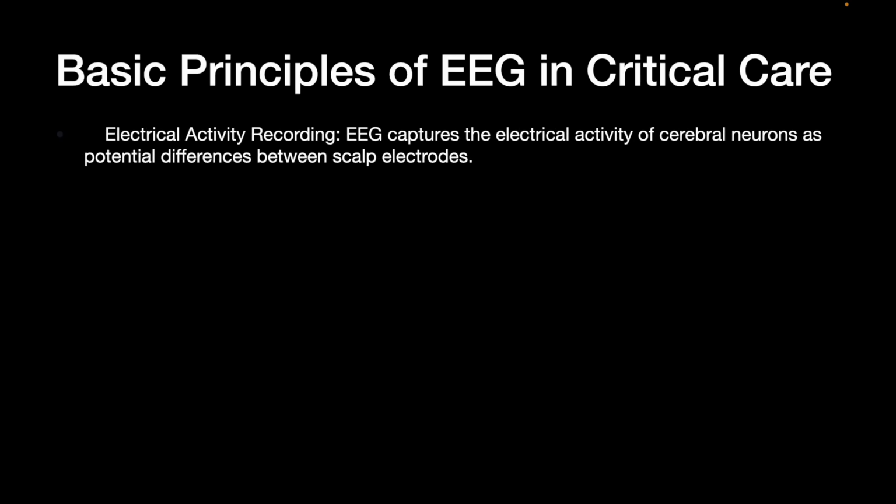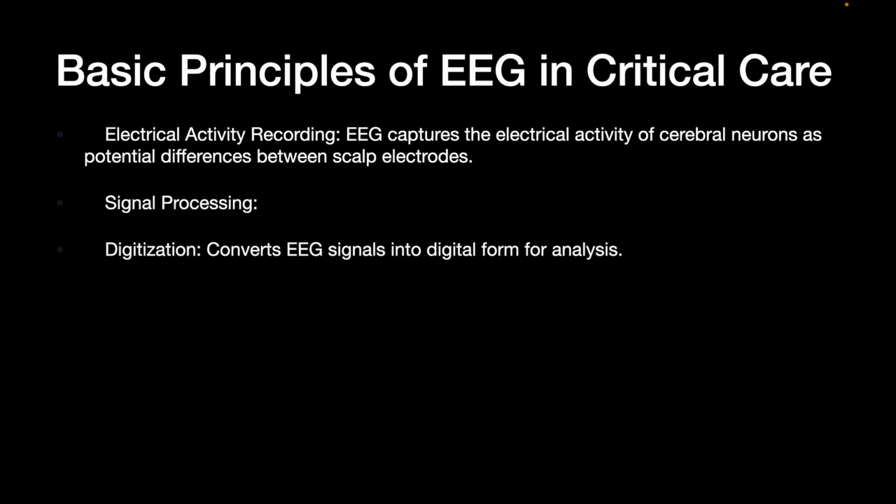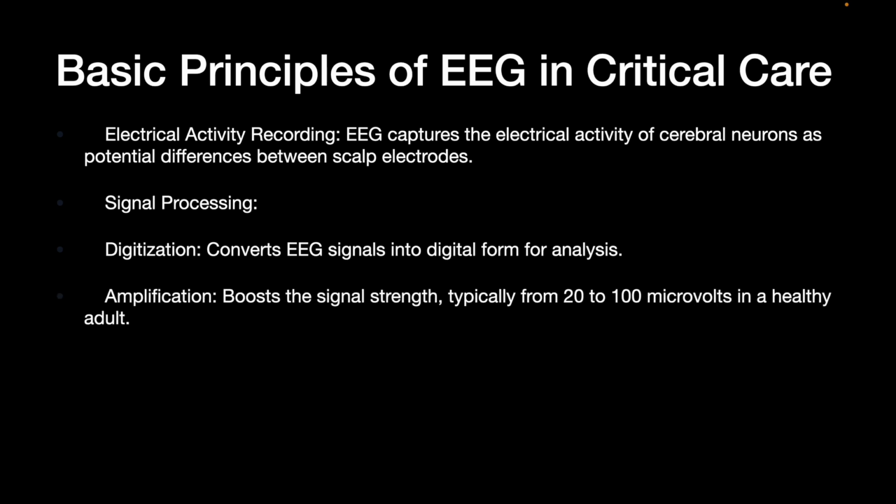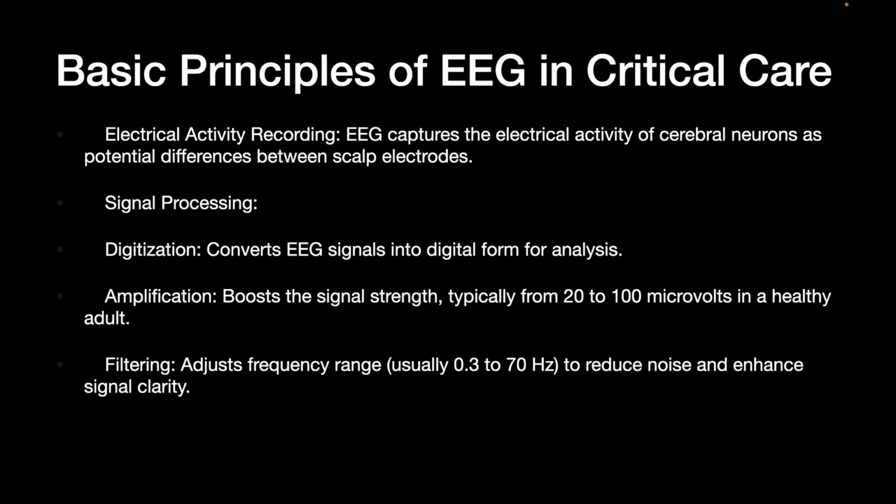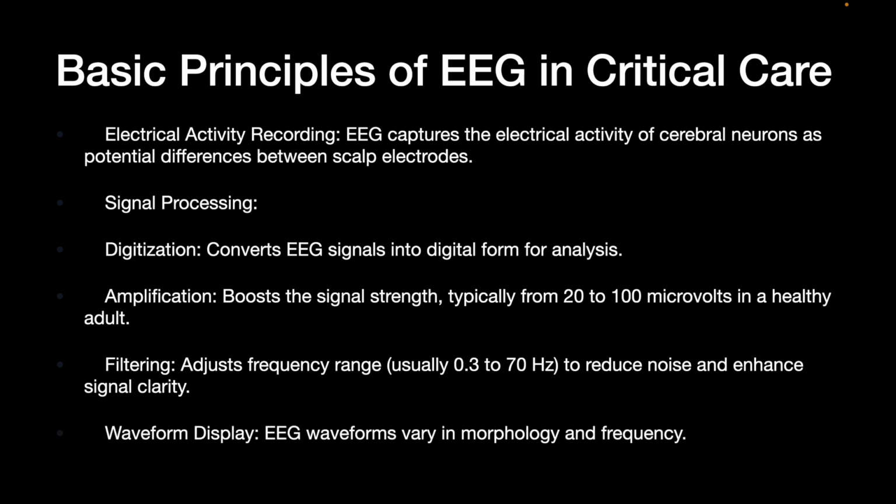Now, the basic principles: EEG captures the electrical activity of the cerebral neurons as a potential difference between scalp electrodes. The signal processing is done by converting the EEG signals into digital form for analysis. Amplification boosts these signals, typically from 20 to 100 microvolts in a healthy adult. Now the frequency ranges from 0.3 to 70 Hz and filtering helps to reduce the noise and enhance the signal clarity. Waveform display is finally done to explain the morphology and frequency.